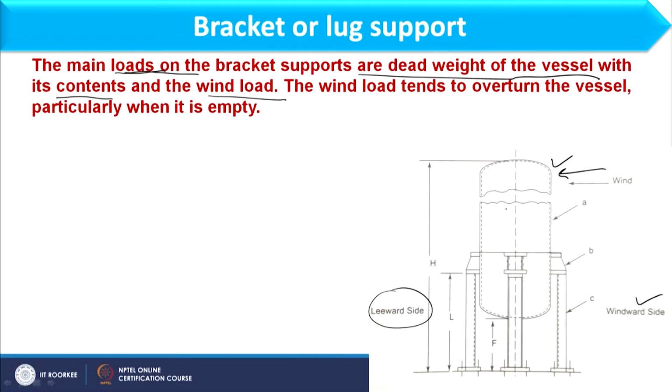Now, as we have discussed, there are two loads: first is due to dead load and second is due to wind load. Once I am considering the dead load in this figure, all this dead load of the shell will try to put compressive stress in these columns, or these supports. And if wind is coming from this direction, it will also try to turn this vessel towards the leeward side and put compressive stress this way.